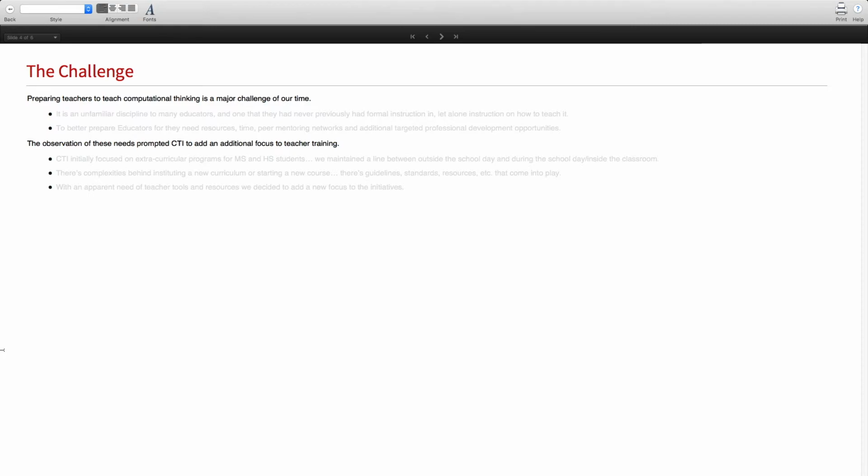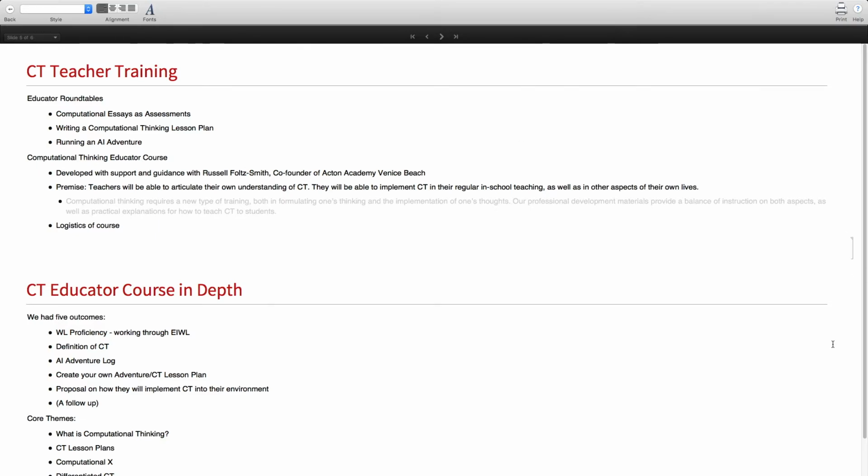So with that, we decided to start dipping into what some of these teacher training tools and teacher resources might look like. And our very first instance into this were our educator roundtables. Some of you participated in these, but some of the main topics we covered were computational essays as an assessment. Now, we've started to hear this term, computational essays, a lot throughout this conference, and some of you might still not have an entire clue about what that might be.